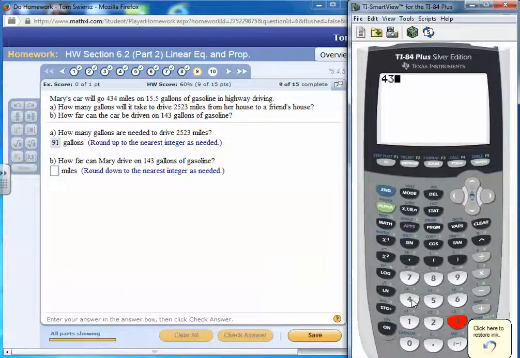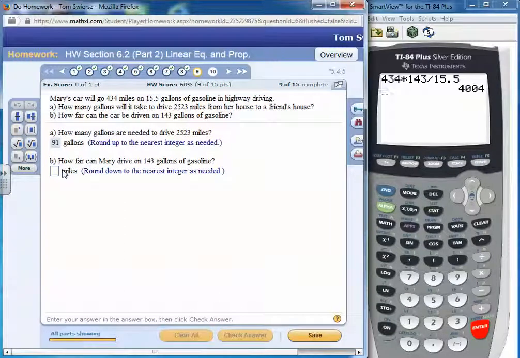434 times 143 divided by 15.5, and we can round down to the nearest integer. It's exactly a whole number, so we just keep it at 4,004.